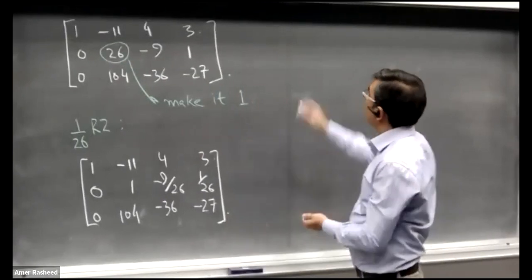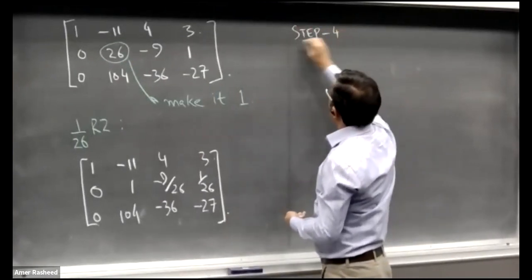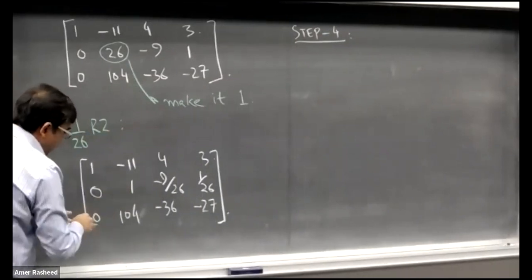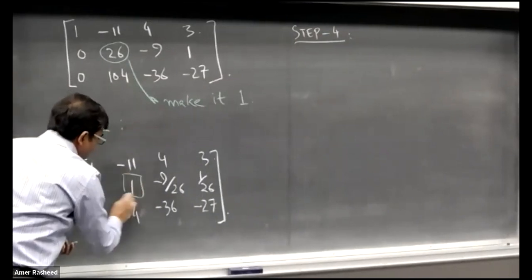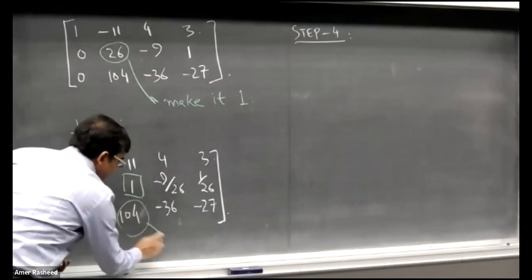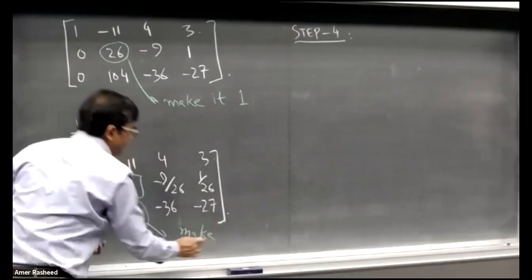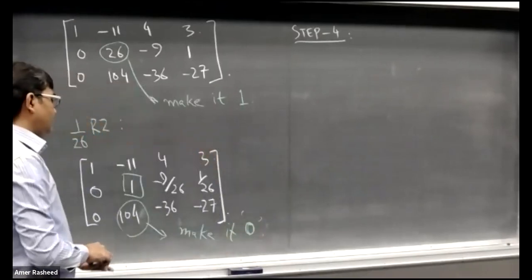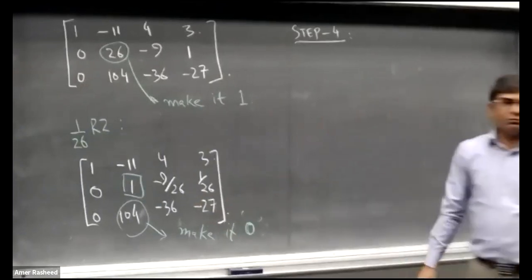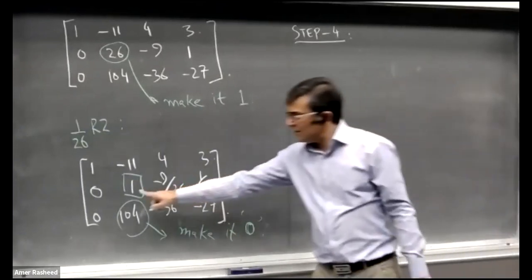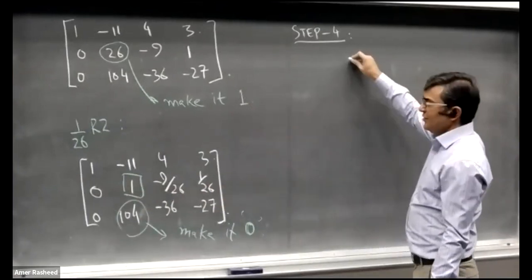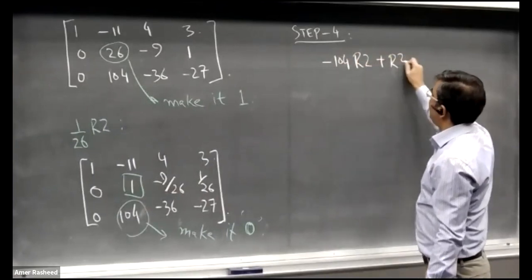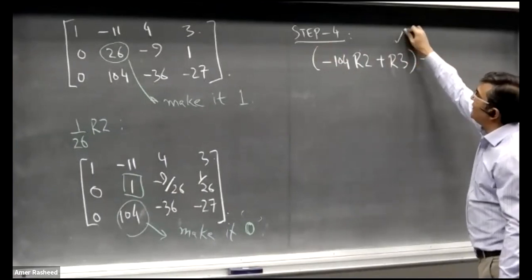Now, what is step 4? Below this 1, you now have a 1 here. Below this 1, try to make 0. Try to make all the entries 0. Make it 0. Okay. How to make this entry 0? You can use this one, the second row. What operation is appropriate here? Minus 104 R2 plus R3. Which row is going to change? The third one, this one, R3.